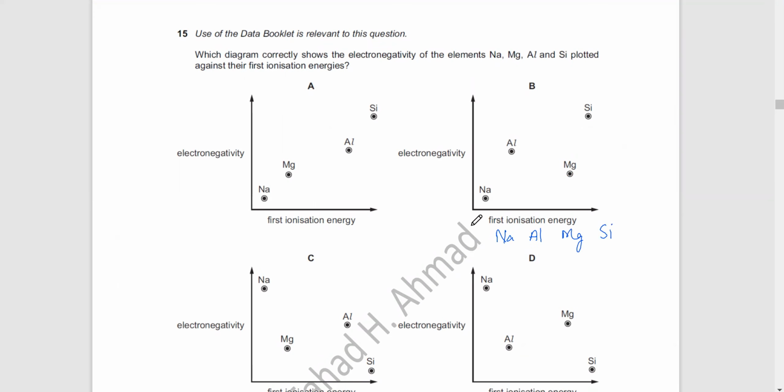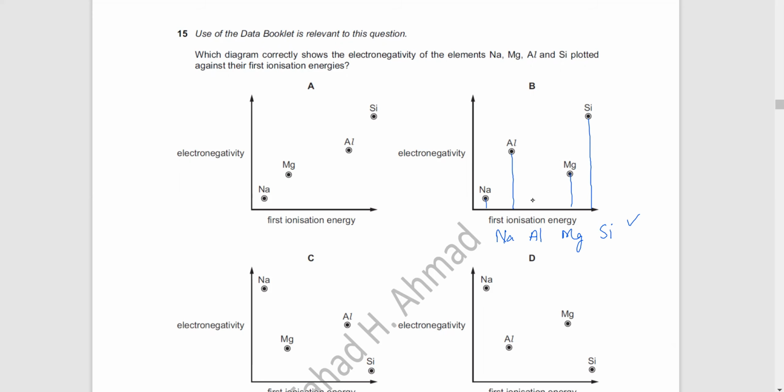So if you ignore the vertical axis and you just focus on the horizontal axis, you would notice that this graph is arranged correctly. If you just focus on this axis over here, this part, the order or the sequence is correct. There's Na, then Al. Let me mark the values. So Na, Al, Mg, and Si. So that part is marked correctly.